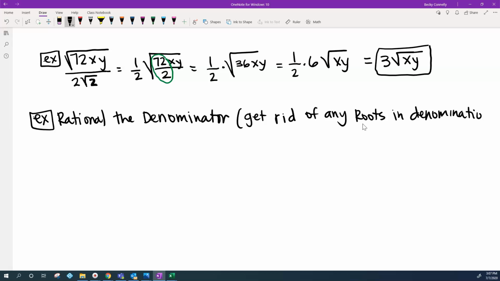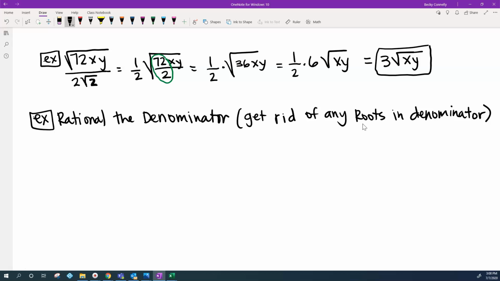And they could say rationalize the numerator. However, that is less likely to happen, but they could ask you to rationalize the numerator, and that just means get rid of the roots in the numerator. But usually what we want is no roots in the denominator. It makes it easier for things that we're going to be doing going forward, like solving it and things like that. So that's why we need to know how to rationalize these.